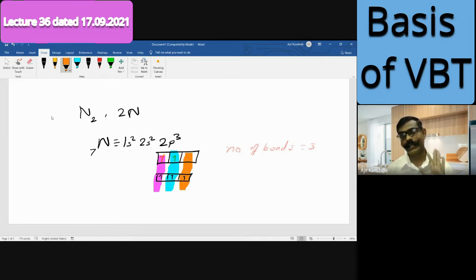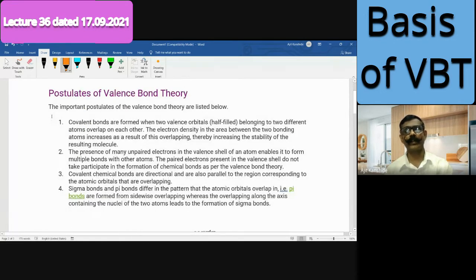But here I made one mistake during overlap. What exactly should be there? While overlapping, should those electrons have the same spin or opposite spin? Electron has a spin quantum number. So should the spin be the same or different during formation of a bond? The spin should be different. Then only covalent bond formation takes place. Yes, that's the understanding of this second postulate.